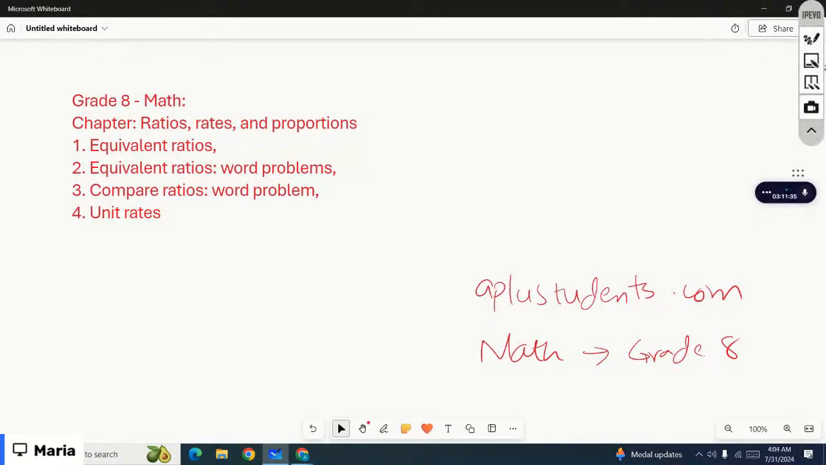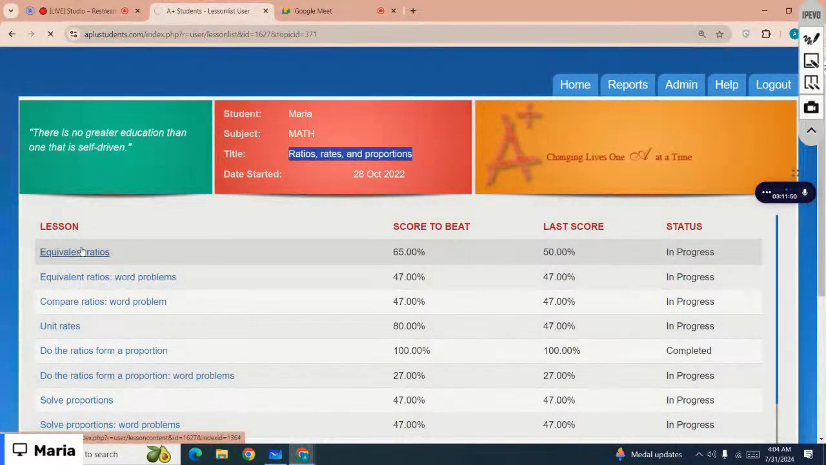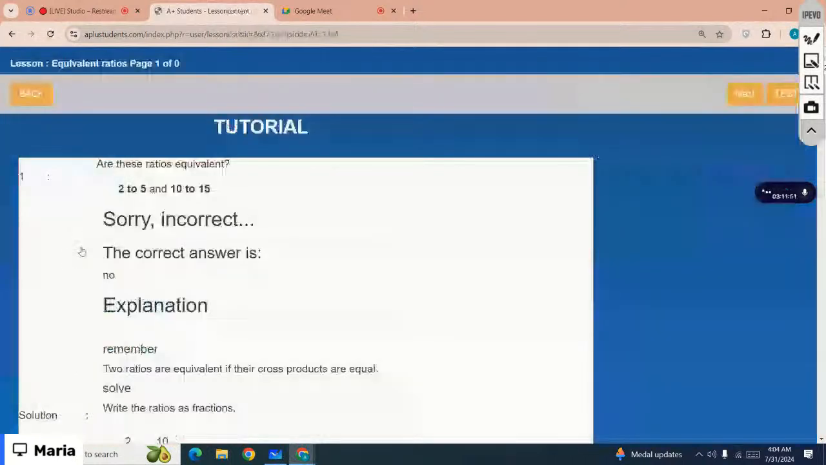Okay, let's just start with the lesson. Here I'm on grade 8 math. The chapter we are on right now is ratios, rates, and proportions. Let's start with the lesson on equivalent ratios. Okay, are these ratios, 2 to 5 and 10 to 15, equivalent?